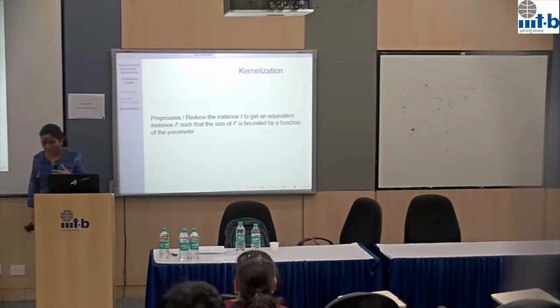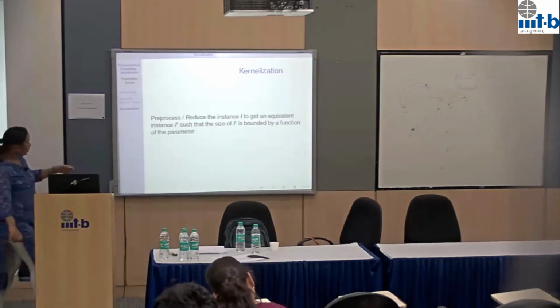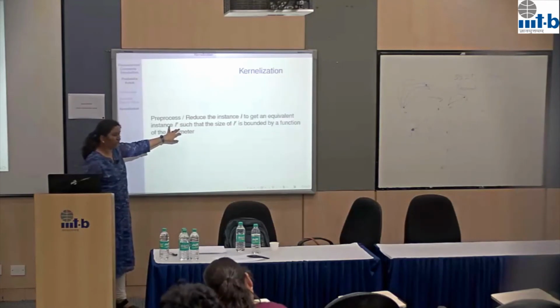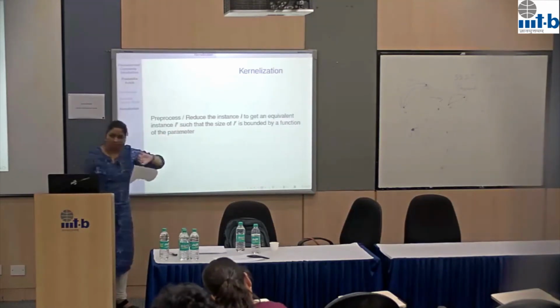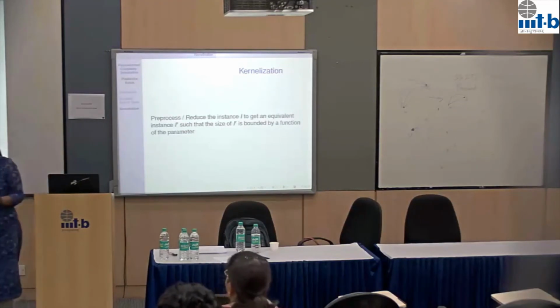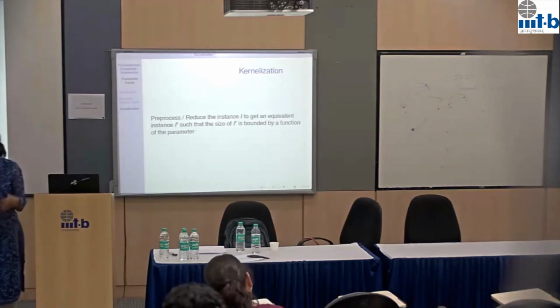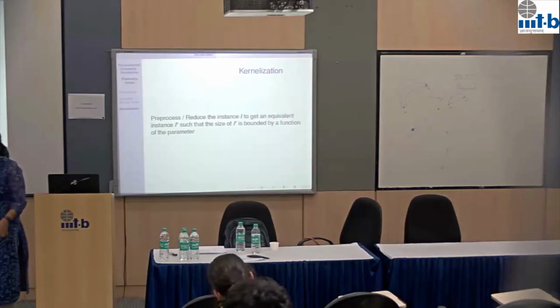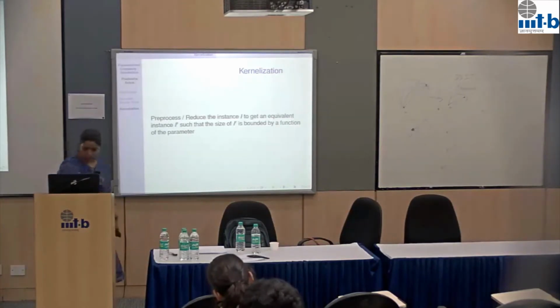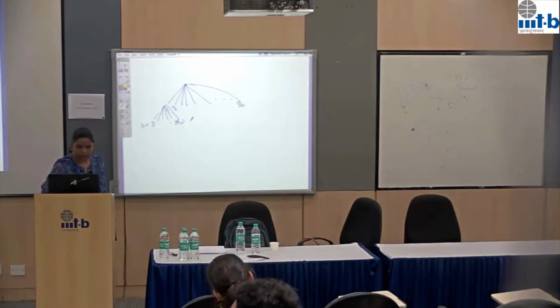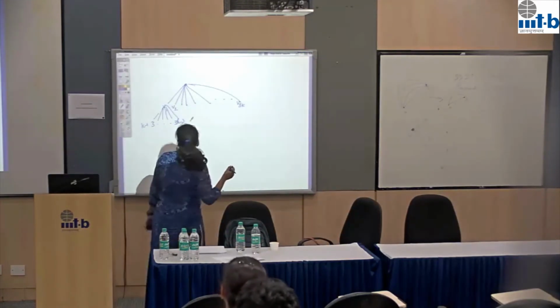So the technical meaning of equivalent instance is this. Let's say I and I prime are equivalent if the following holds: I is a yes instance if and only if I prime is a yes instance. In other words, if we are dealing with vertex cover, I has a vertex cover of size k if and only if I prime has a vertex cover of size k prime. I kind of hand waved a little bit there. See, what I mean to say is this.